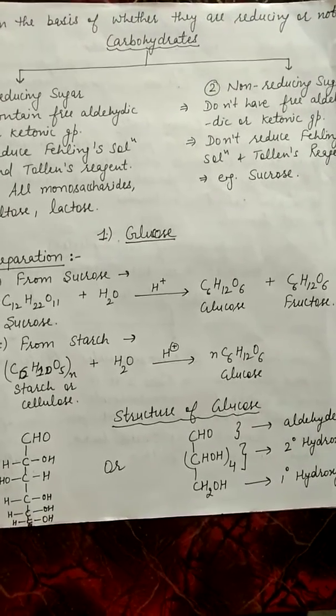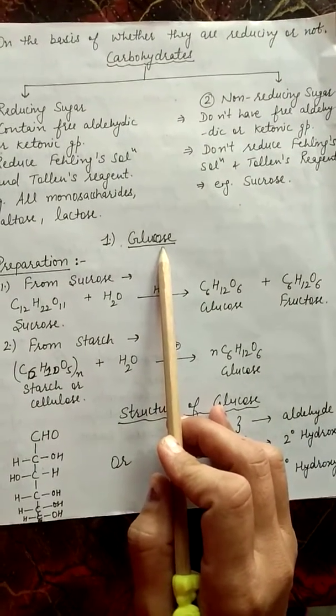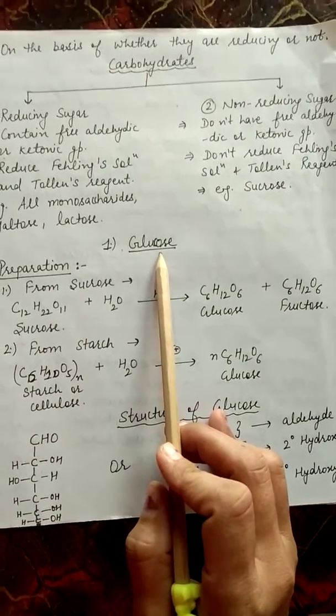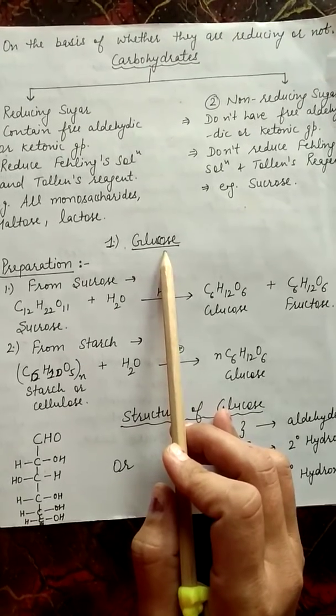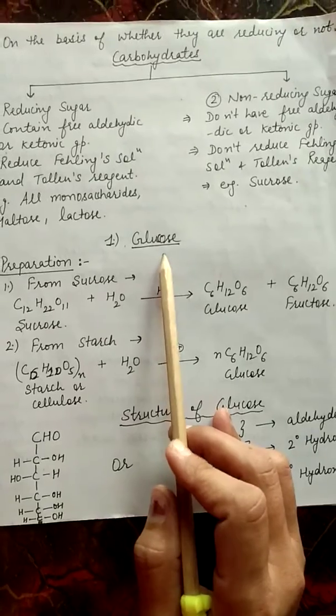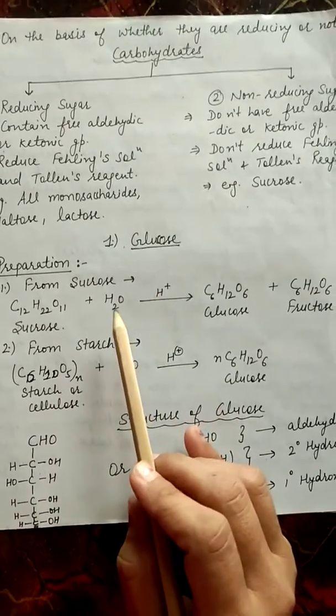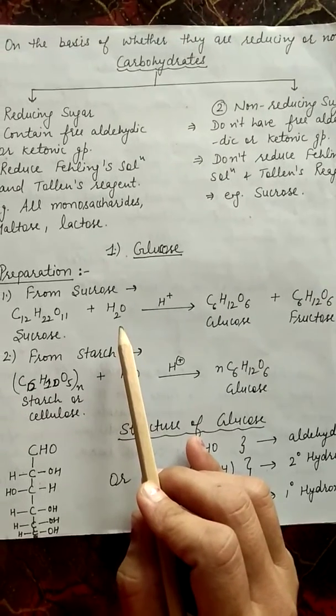Now the next topic is glucose. Glucose is present in sweet fruits like ripe grapes and honey, etc.